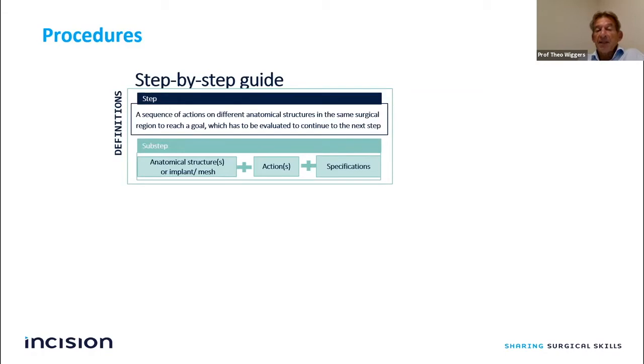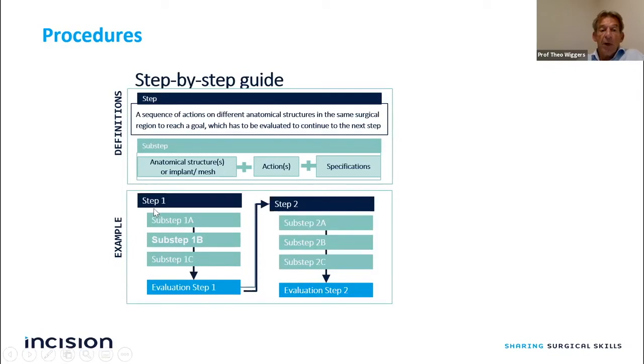Now, the best example I can give you is to open the abdominal cavity. Your plan is you have to do an operation on a certain organ in the abdomen. You have to open the abdominal wall. You are encountering anatomical structures, how to do that. So the step is the different actions on the anatomical structures to open the abdomen. And the sub-step every time is an anatomical structure. So here we see the step, and we see one and two and three sub-steps, and then you go to the second step after evaluation.